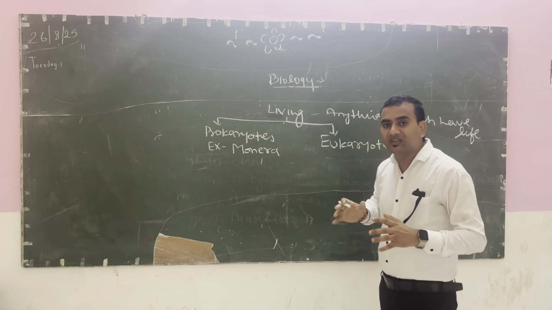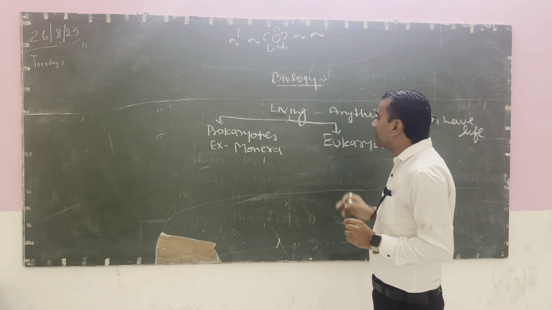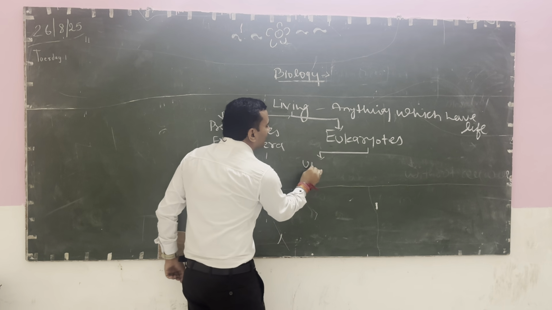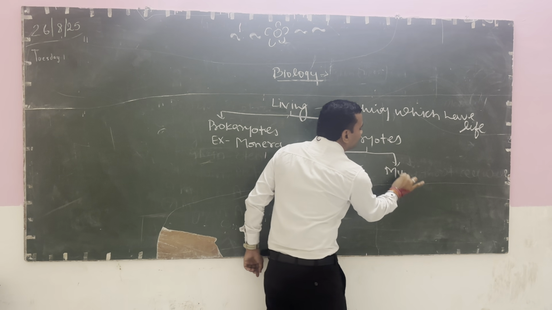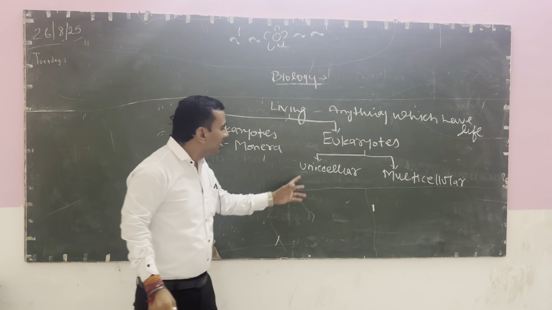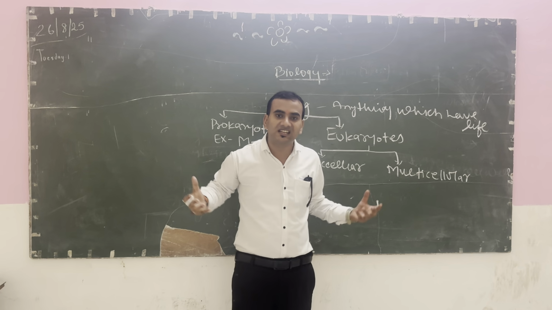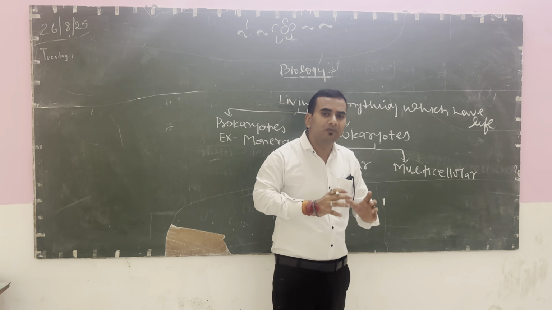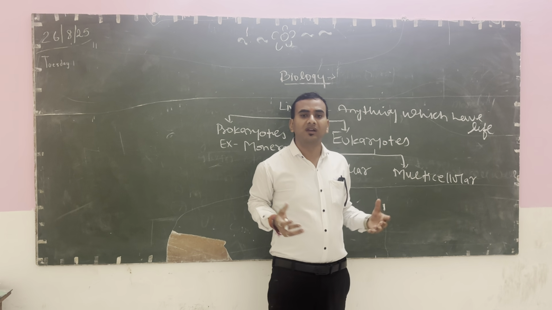And the cells in which the nucleus is present and well defined, those organisms are called eukaryotic organisms. Okay. Now eukaryotes are further divided into two parts: one is unicellular and the second one is multicellular. Listen, what is the meaning of uni? Uni means one and cellular means cell. The organisms which are composed of a single cell are called unicellular organisms, and the organisms that are composed of multiple cells, or you can say more than one type of cell, are called multicellular organisms.